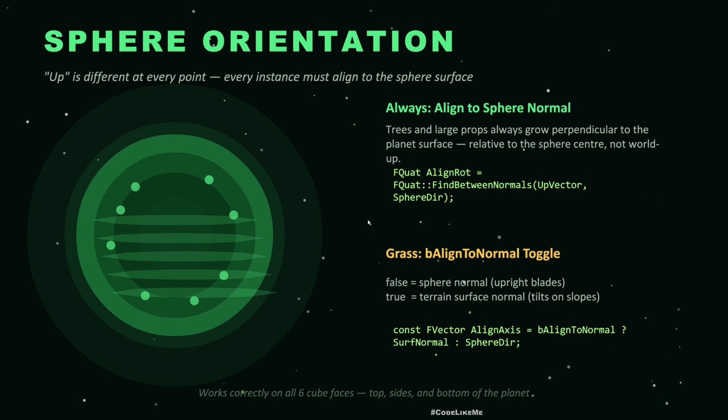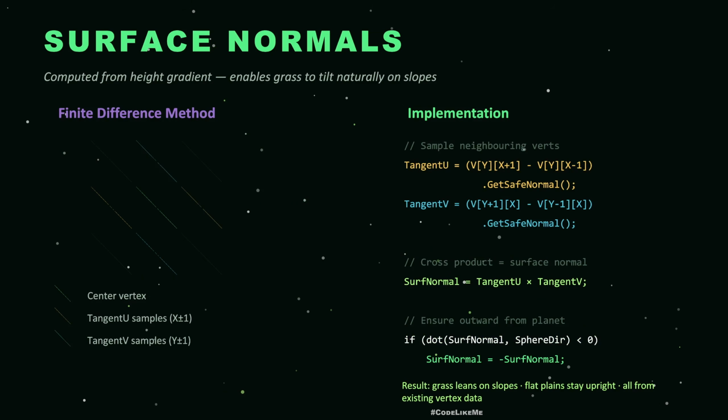In the planet, up means the normal, that is the vector that starts from the center of the sphere and goes outwards through the position where the grass is spawned. So this is how I have calculated surface normals. Here is the equation if you are interested. I don't want to talk in detail about these things, but if you have any questions, feel free to comment below.